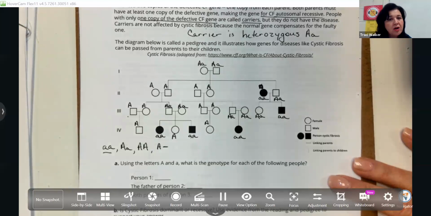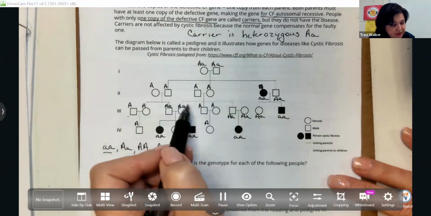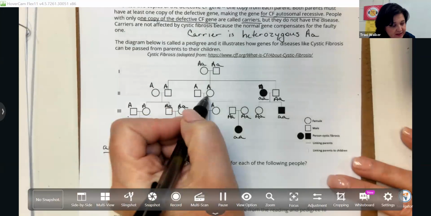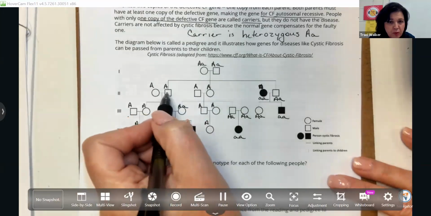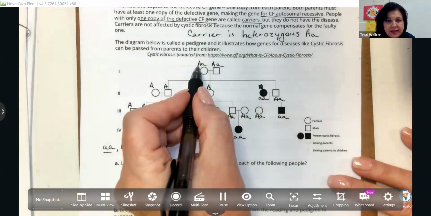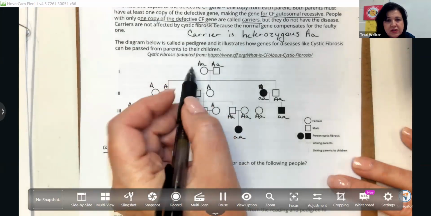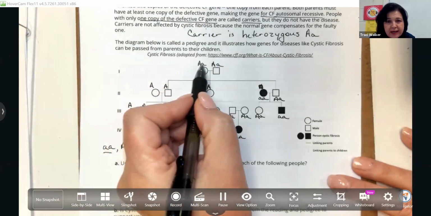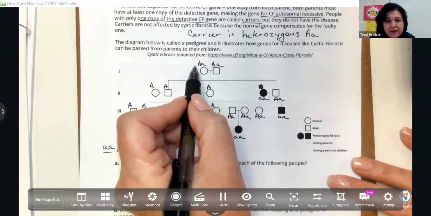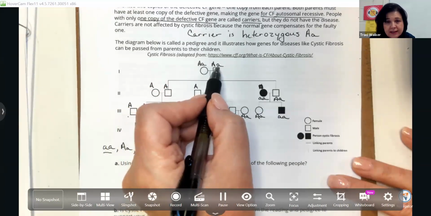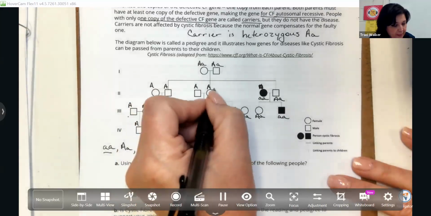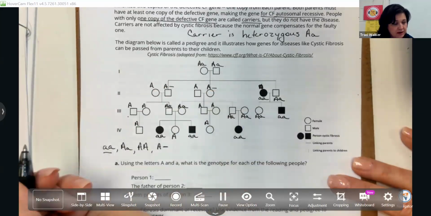Okay, so now all of the rest of these are going to be A dash because we don't have enough information to determine if they're big A. Because if you come down here, you see that this girl and this boy have parents that are big A, little a, big A, little a. So they could have gotten a big A and a big A, or they could have gotten a big A and a little a. So this one and this one are A dash.